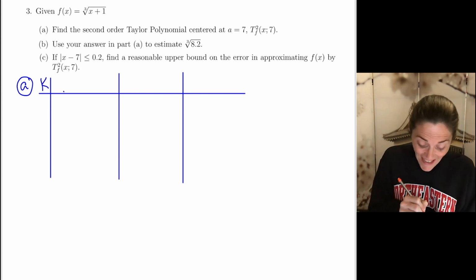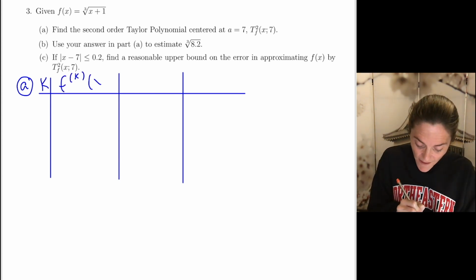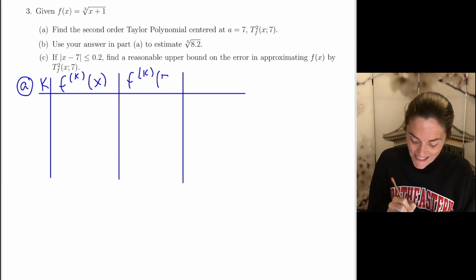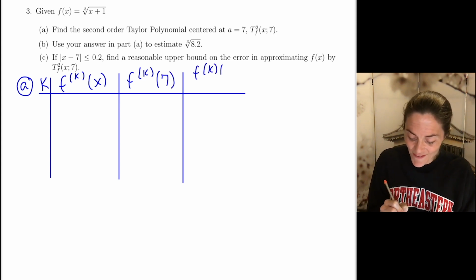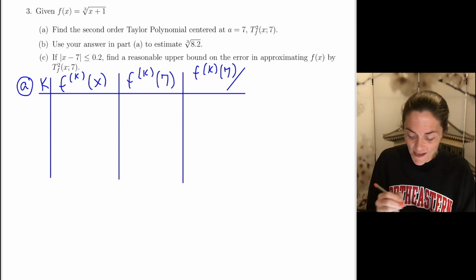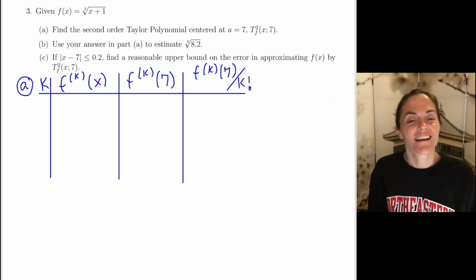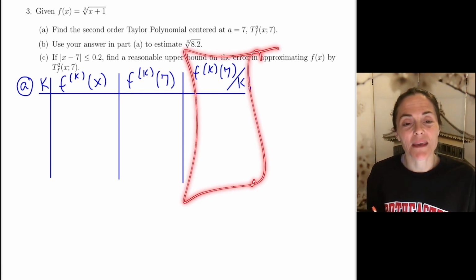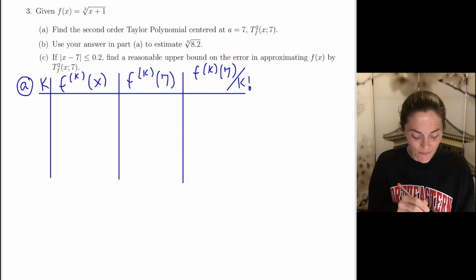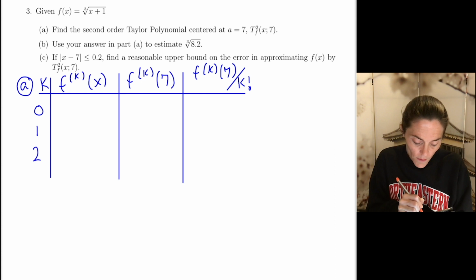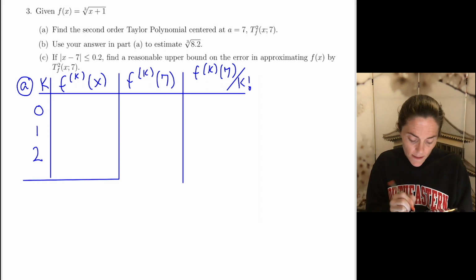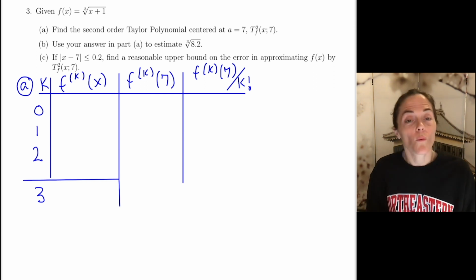I make a chart. We have k, the kth derivative as a function. We have the kth derivative evaluated at, well, my center, which is 7 here, and then the kth derivative evaluated at the center divided by k factorial. Just like we saw in the past 2 examples, this column gives me the coefficients for my polynomial. Well, we want second order. This means I differentiate down to k equals 2. But looking ahead, I have an upper bound on error, and so I will go ahead and compute one more derivative.